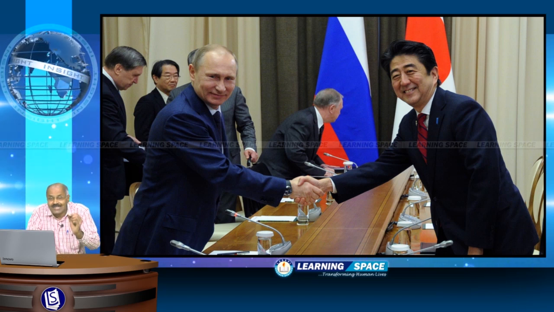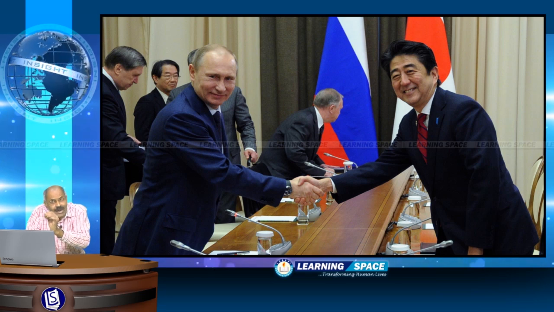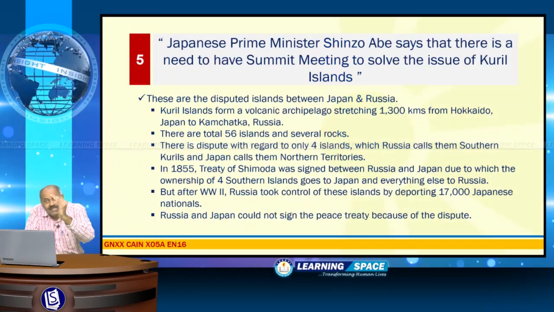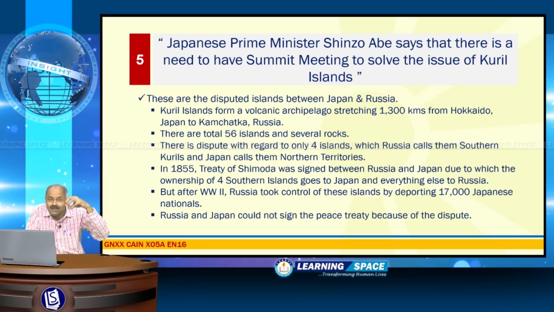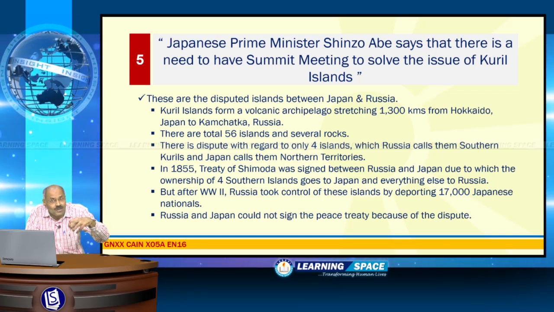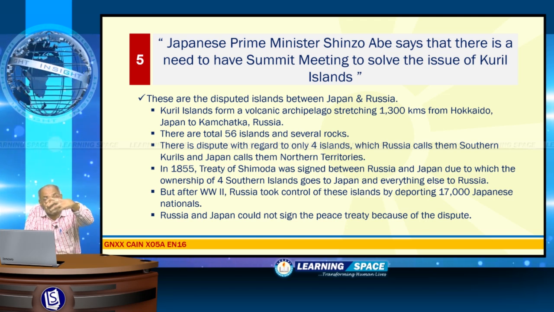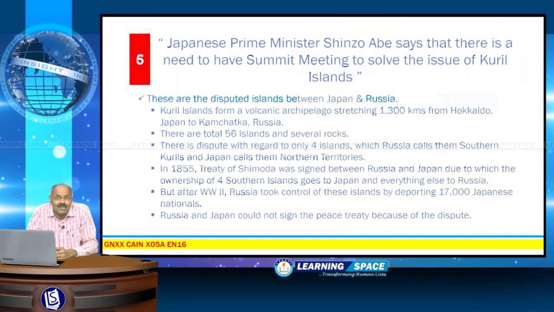So, if someone says Kuril Islands, they are abutting Pacific Ocean. One side it is the Sea of Okhotsk and the other side Pacific Ocean, and they are the bone of contention between Japan and Russia. Look at the last one.